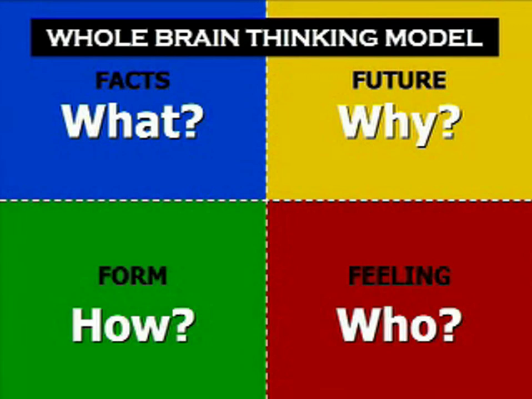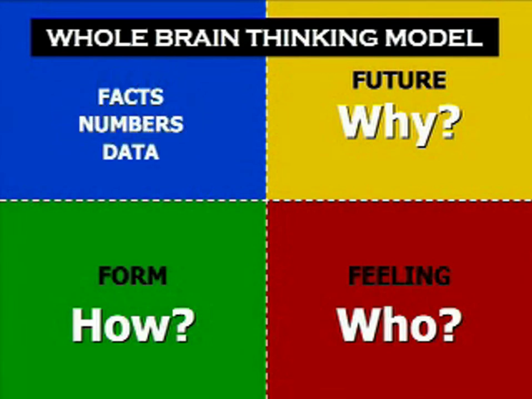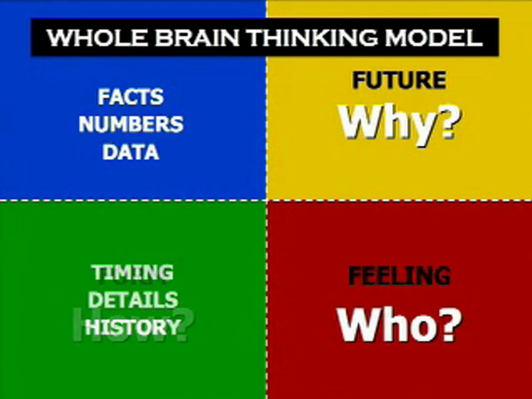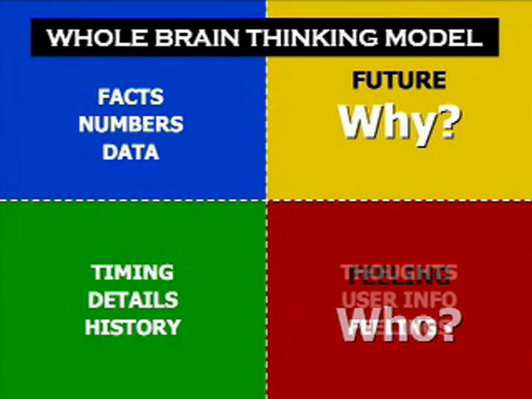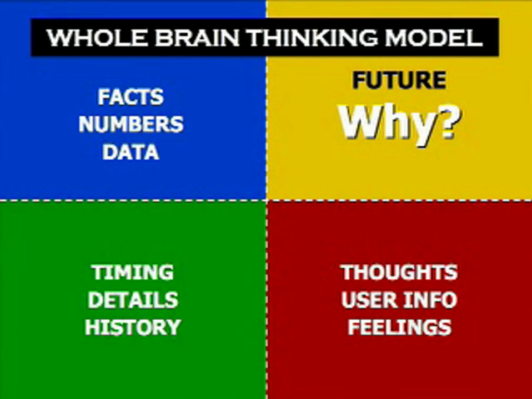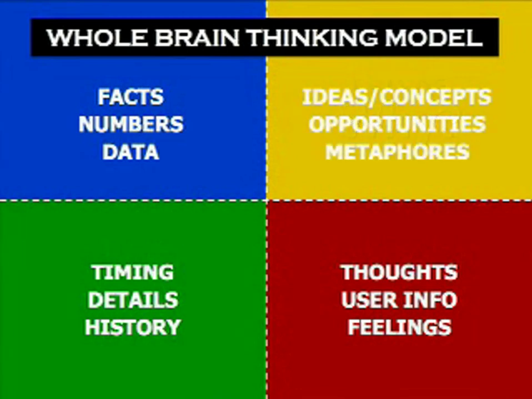First, you need to determine in that upper left blue or A quadrant what the facts, numbers, and data you have that you believe are true about the situation you're looking at. In the lower left green quadrant, timing, details, history that you believe to be true. In that lower right C quadrant, intuitive thoughts, user info, and feelings that you believe to be true. And finally, in that upper right yellow quadrant or D quadrant, ideas, concepts, opportunities, and metaphors that you think are really true.